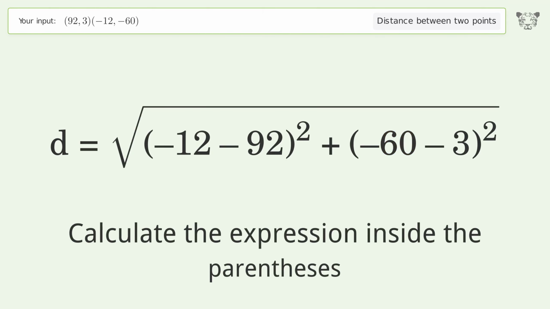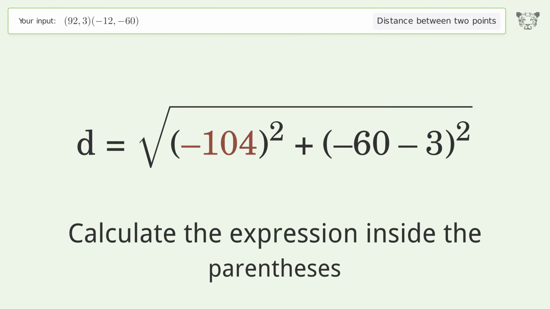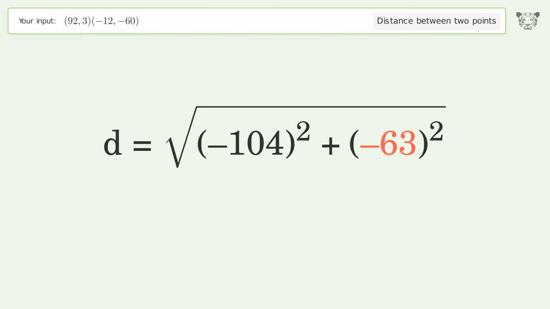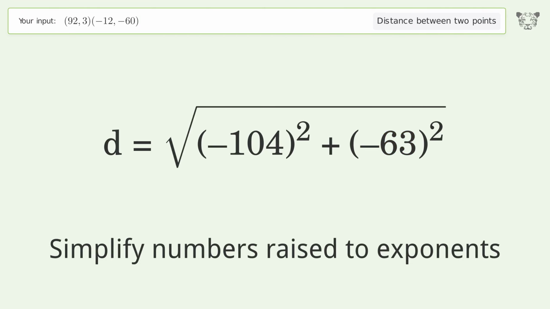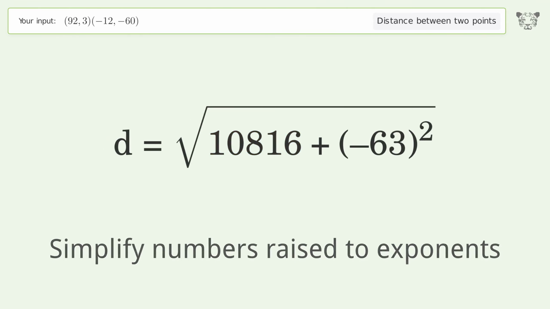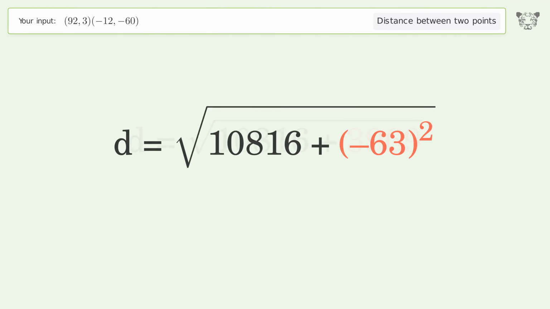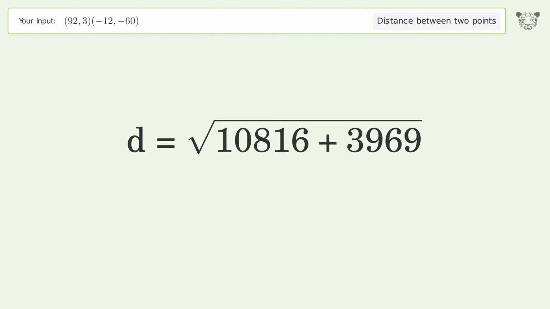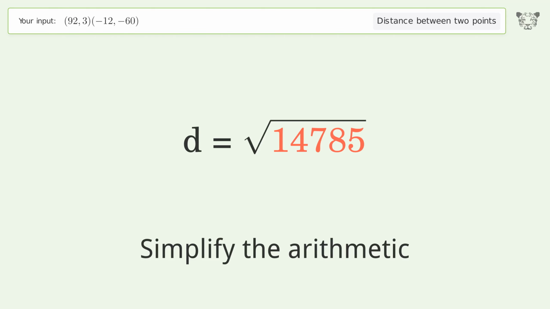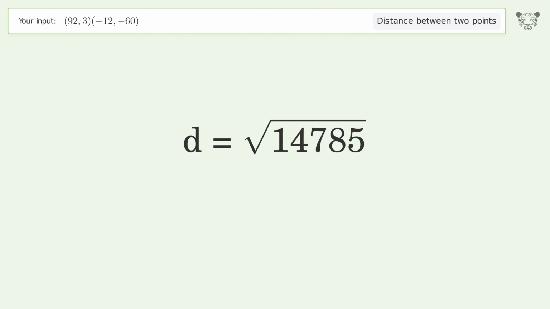Calculate the expression inside the parentheses. Simplify numbers raised to exponents. Simplify the arithmetic. And so the distance between the 2 points is the square root of 14,785 or 121.594.